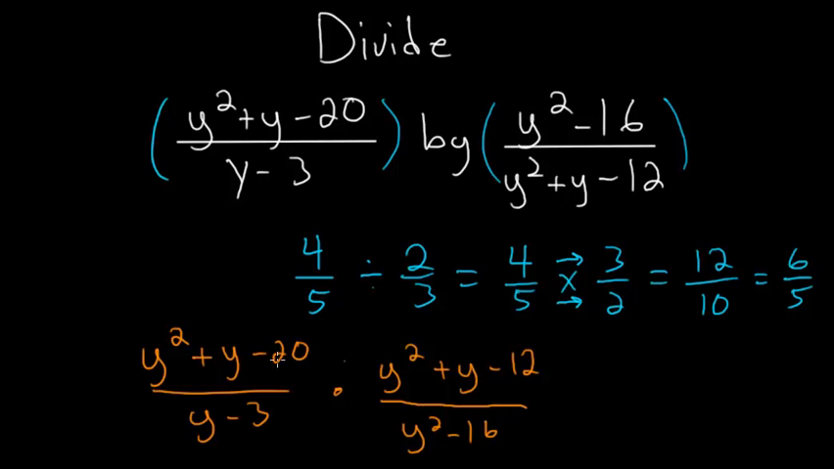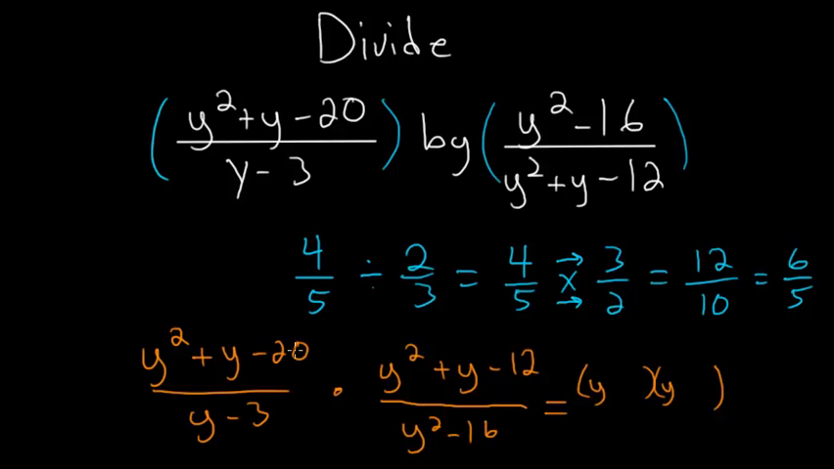And what you can notice is that these three quadratics here are each factorable. So let's try and factor this, and hopefully we can make some cancellations. So let's start with this numerator here on the left fraction. We have two sets of binomials, and we know that their first terms multiplied together to get y squared, and their last terms multiply to get negative 20.